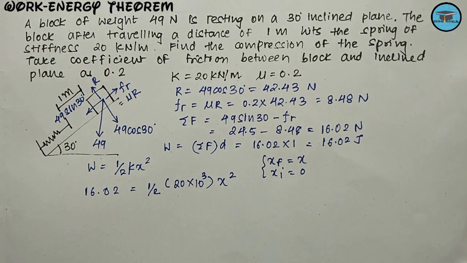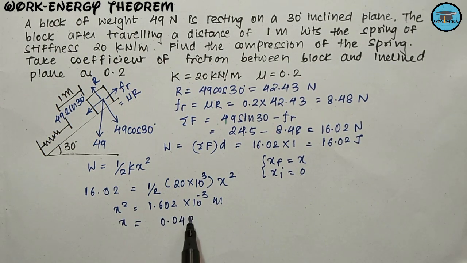Okay, so we will be getting the value of x square as 1.602 into 10 raised to minus 3 meter square. So we will be getting the value of x as 0.04002 meter, which is equal to 40.02 mm.